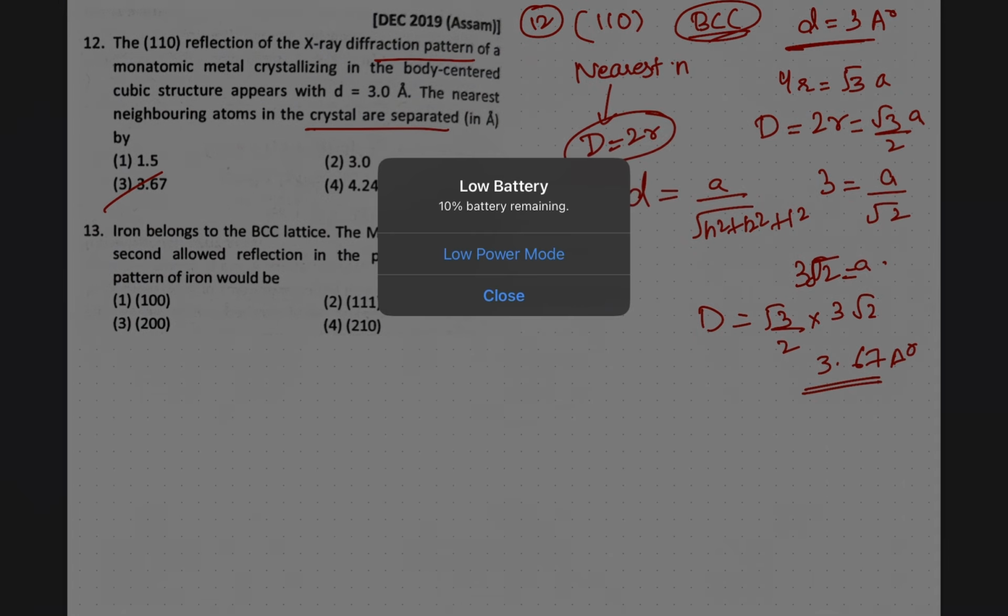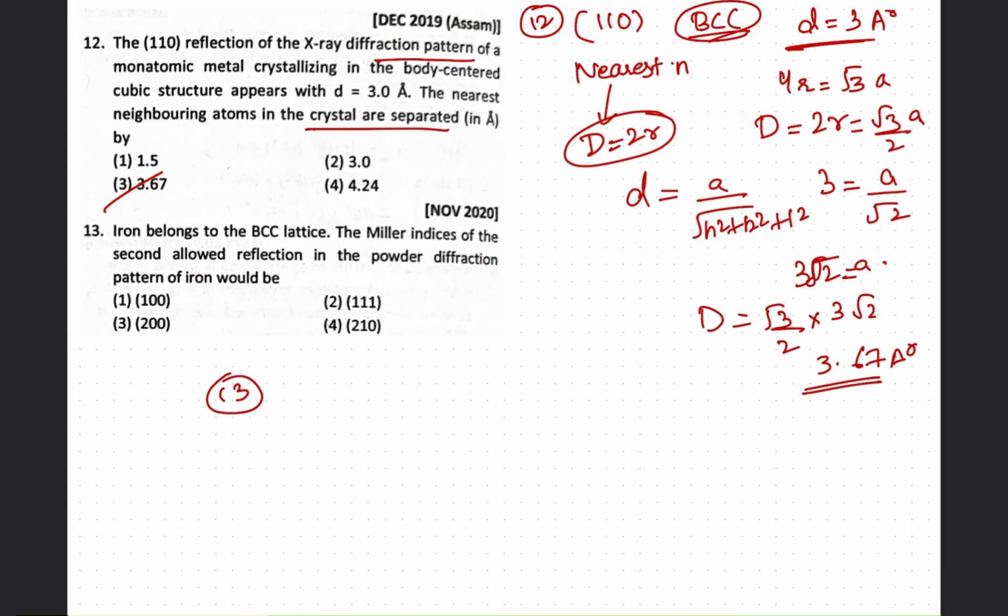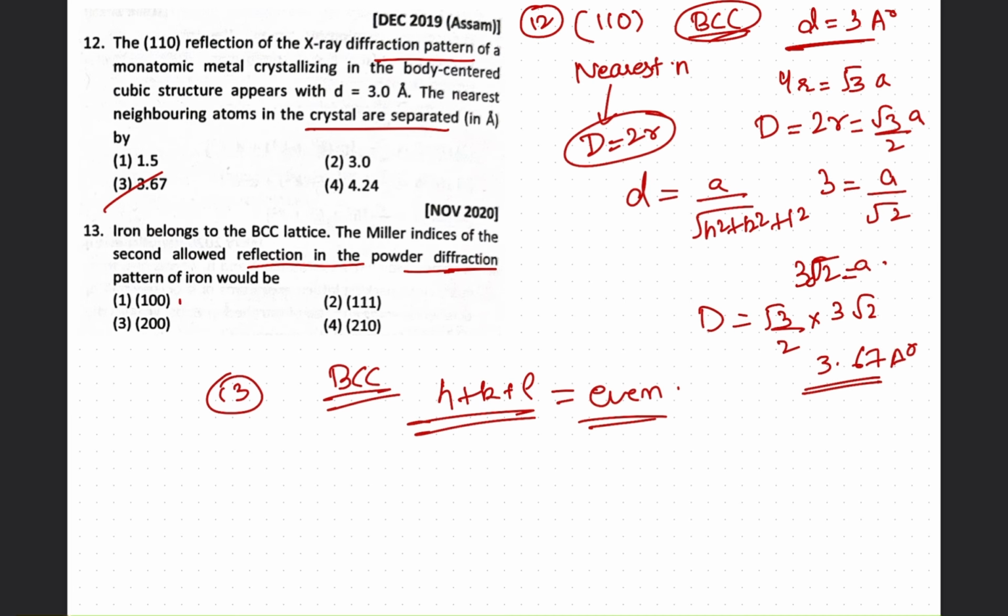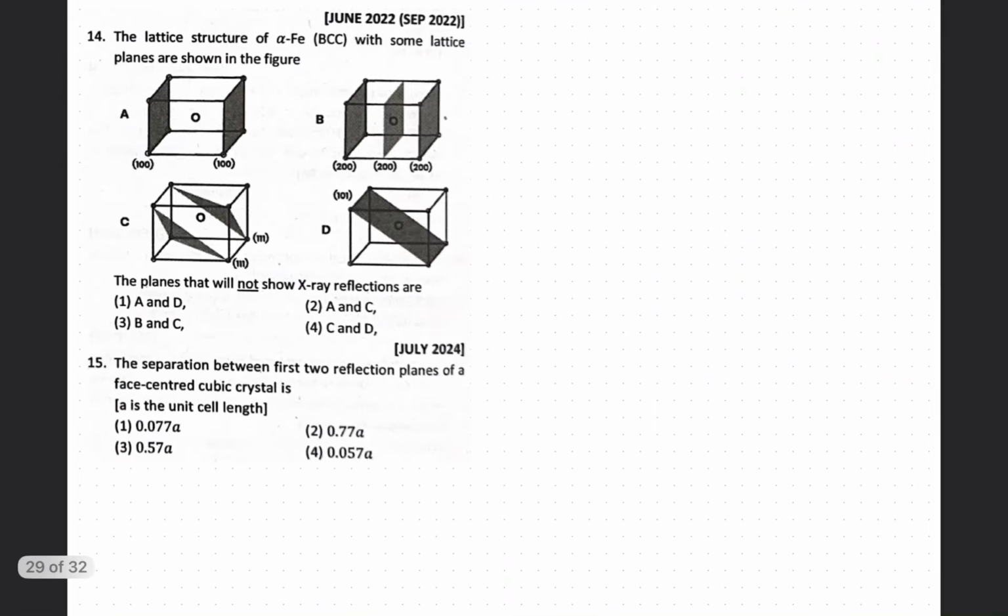13th question. Iron belongs to BCC lattice. The Miller index of the second allowed reflection of the powder diffraction pattern would be... In BCC the rule is H plus K plus L, the sum should be even, right? See, this sum is odd. This one is even, so the correct answer will be 3. This is a very one-liner question, so in this you have to remember just a simple formula and the concept.